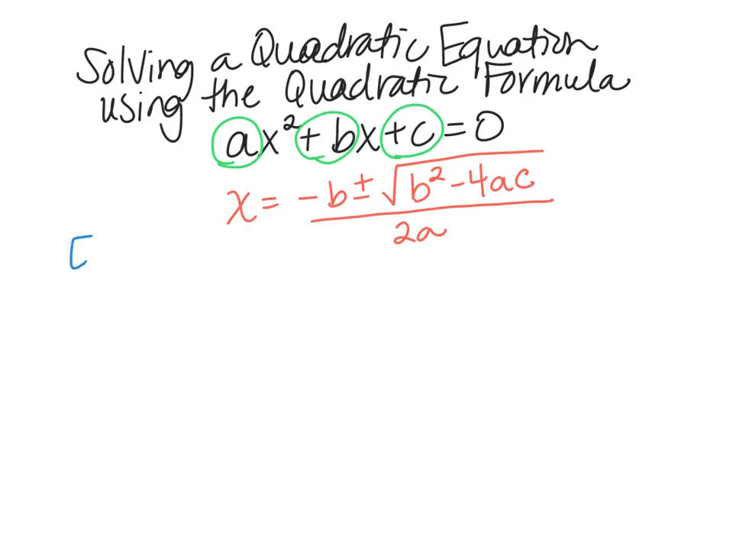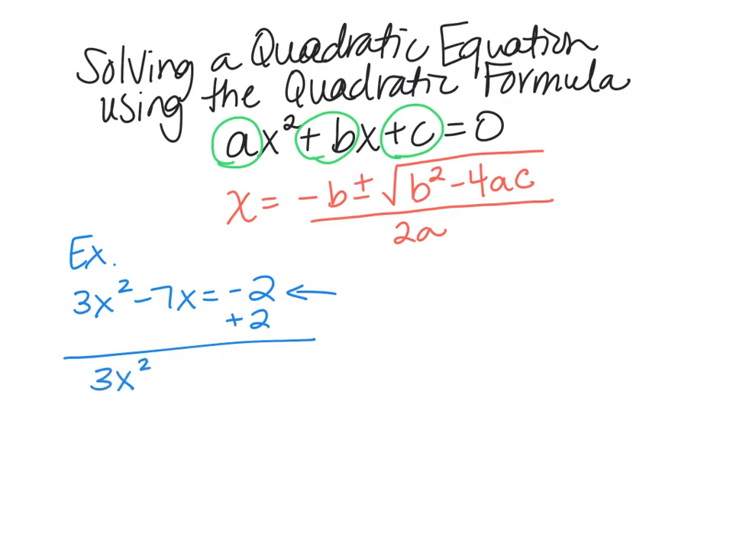So let's say, for example, that we have the equation 3x squared minus 7x equals negative 2. The first thing that we want to do is we want to set this equation equal to 0. So I need to move this 2 to the other side. So my real equation will be 3x squared minus 7x plus 2 equals 0. Once I'm at this point, then I can identify what is my A. Remember, it's the term in front of the squared. What is my B? The term in front of my X. And what is my C? Which is just the constant.